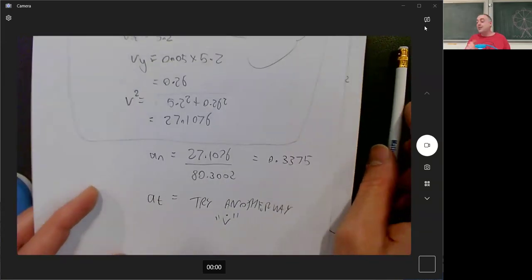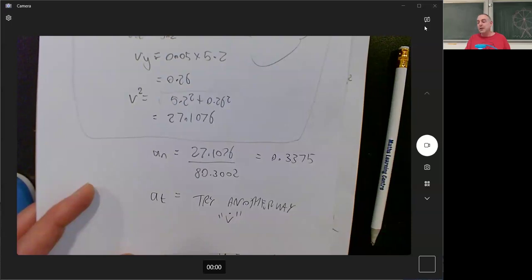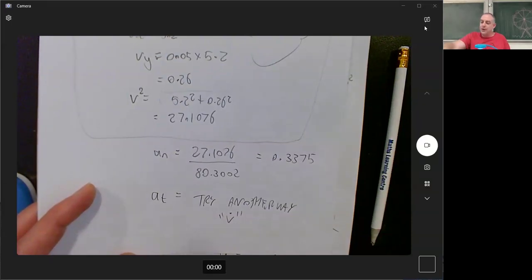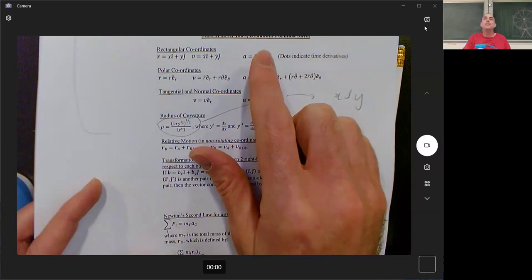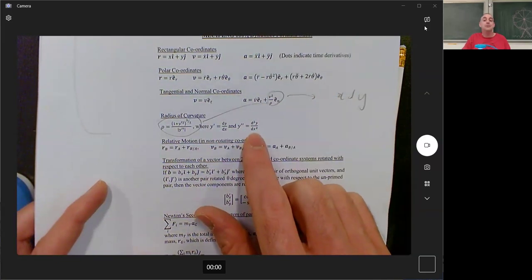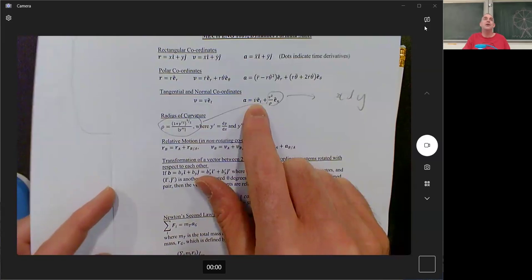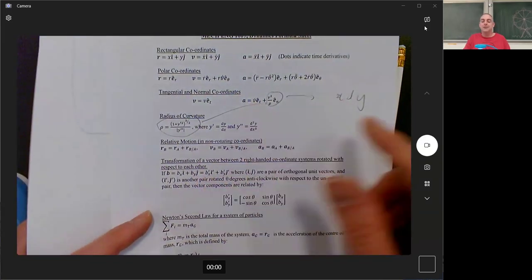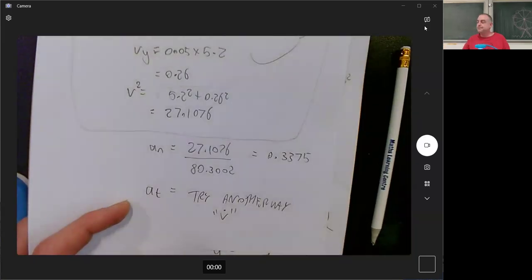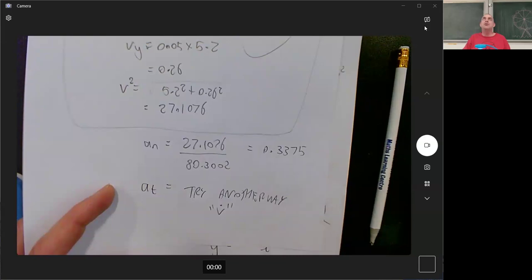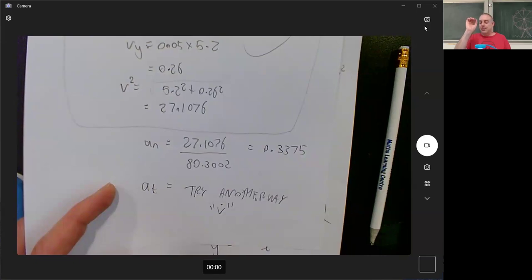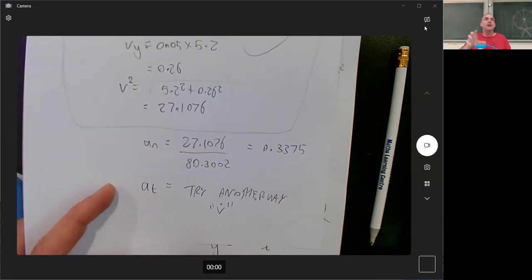Yep, okay. And that does tell me a little more about how this works, is that if I'm going to use this tangential normal thing, then actually the v dot can only be figured out from your x, y. Really. The v dot is the true acceleration. Well, yeah. Yeah, v dot is the rate of change of the magnitude of acceleration.